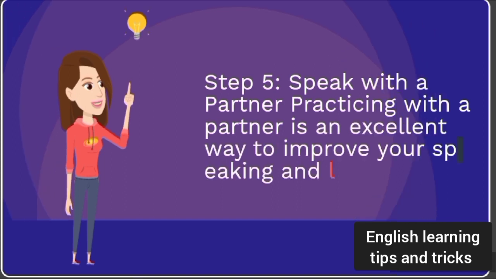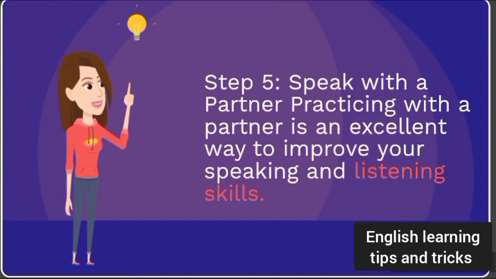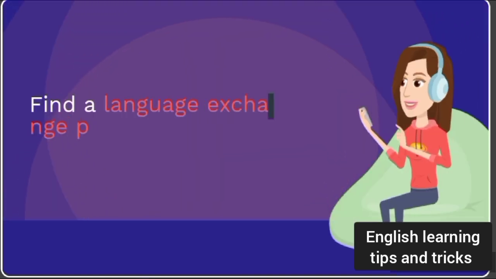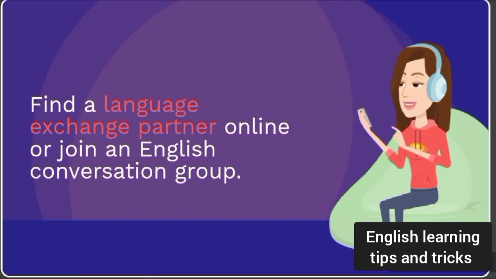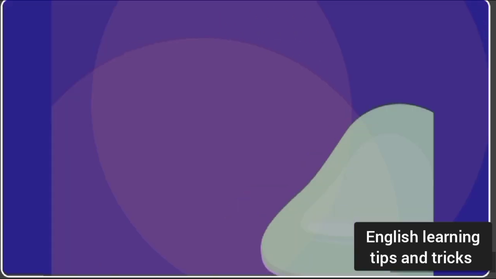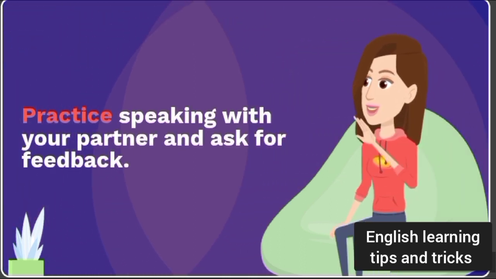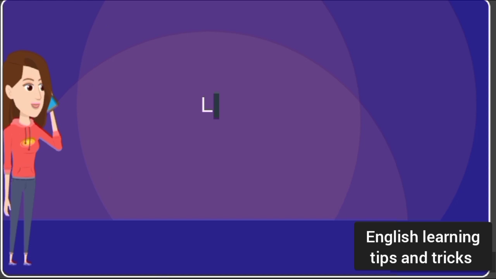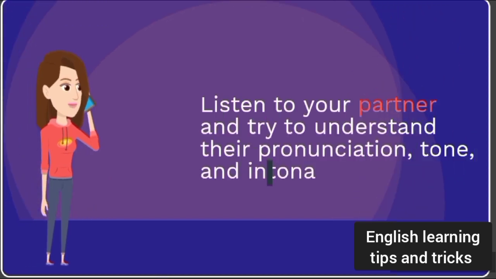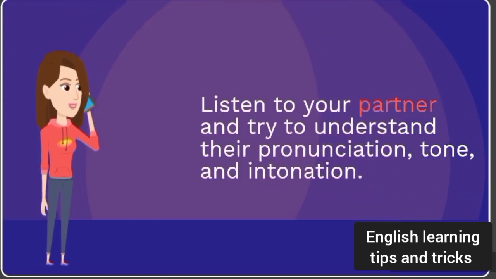Step 5. Speak with a partner. Practicing with a partner is an excellent way to improve your speaking and listening skills. Find a language exchange partner online or join an English conversation group. Practice speaking with your partner and ask for feedback. Listen to your partner and try to understand their pronunciation, tone, and intonation.